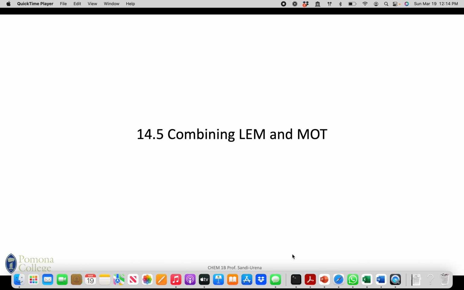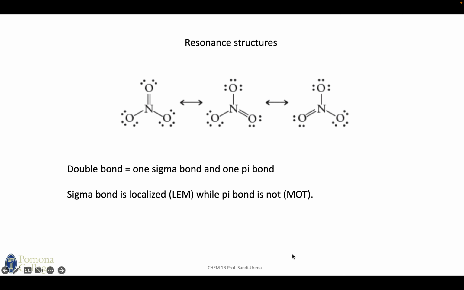In this section, we are going to combine the localized electron model and the molecular orbital theory, which may sound like a contradiction because we were trying to move away from localized thinking to delocalized thinking. But as we often do with models, we just use them according to the context and according to the needs that we have for a specific problem or situation. And we will see what I mean by that by using the resonance example.